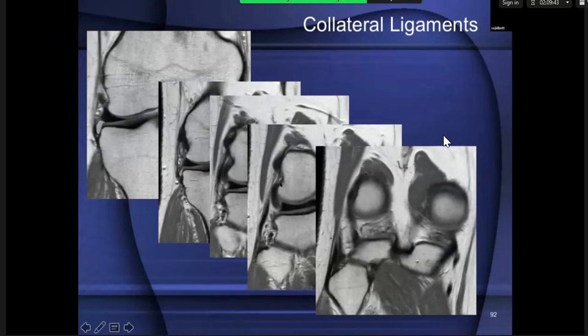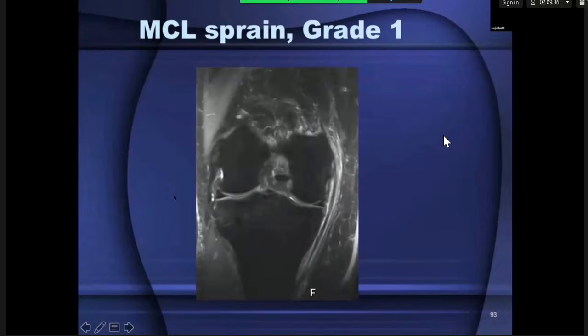So the LCL, the lateral collateral ligament, is seen on a series of slices, whereas MCL can be seen usually in the front one or two images only.